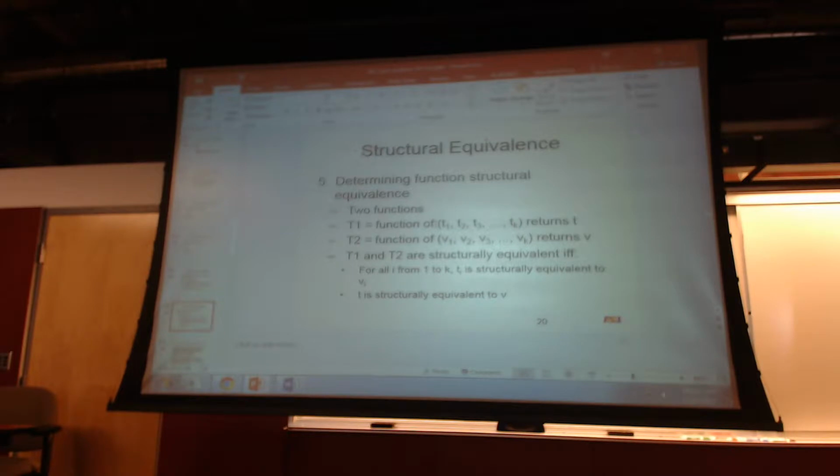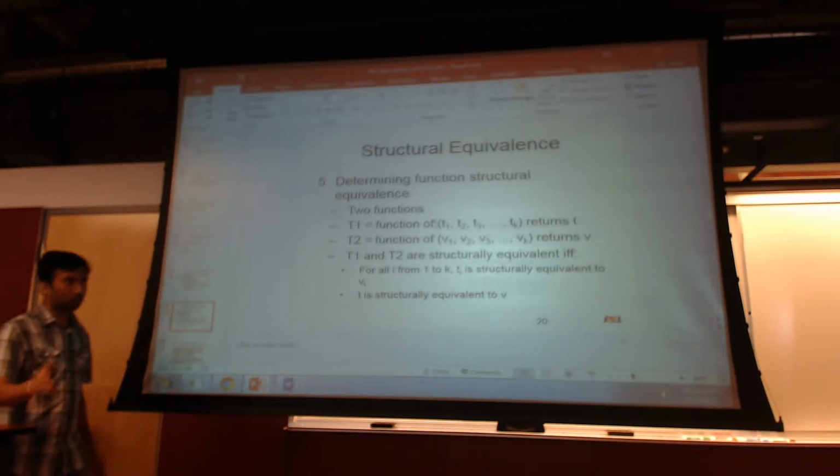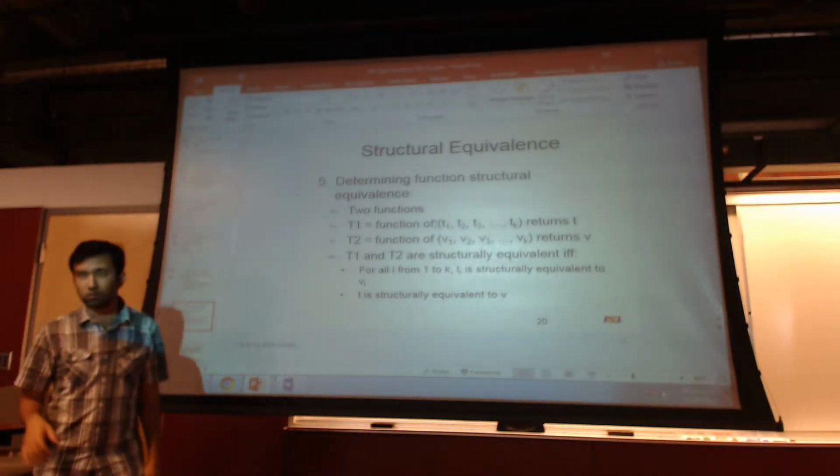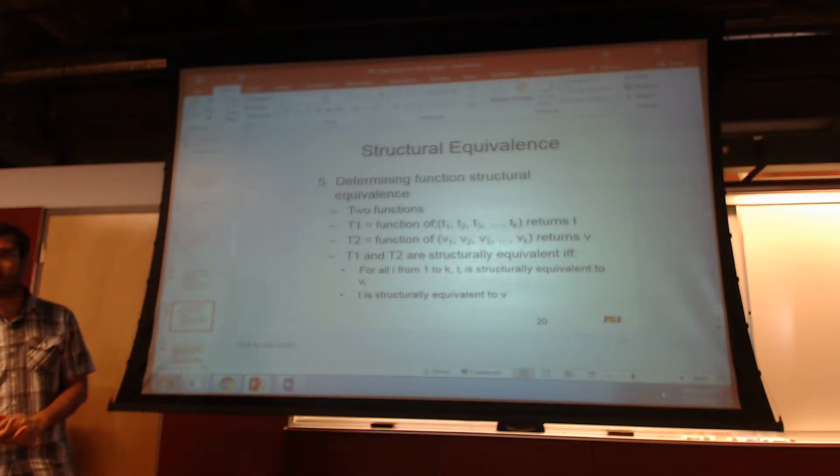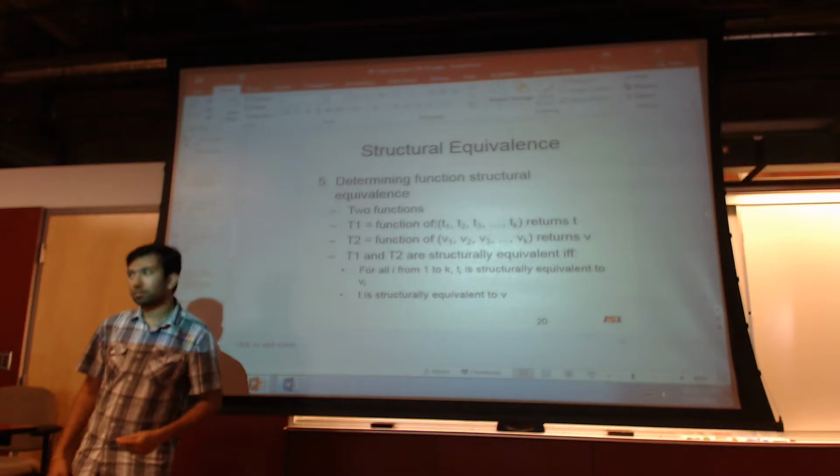Then we discussed functions. If t1, t2 is a function, we declare functions like that. It's a function of small t1 through tk, where small t1 to tk are the types of their arguments, and then you return the value small t. That is the type of the return value. So we say that all the arguments have to be structurally equivalent, and all the return values should be structurally equivalent. In this case, we just have one return value.